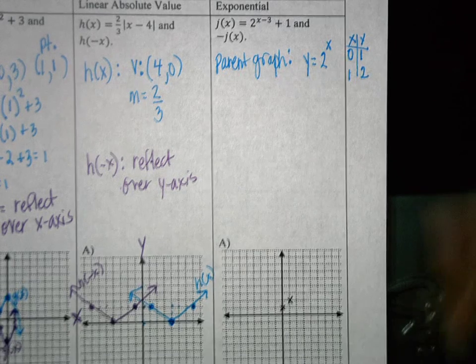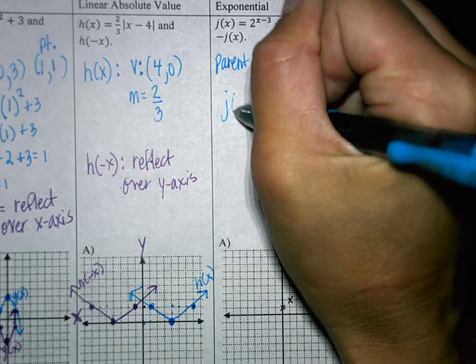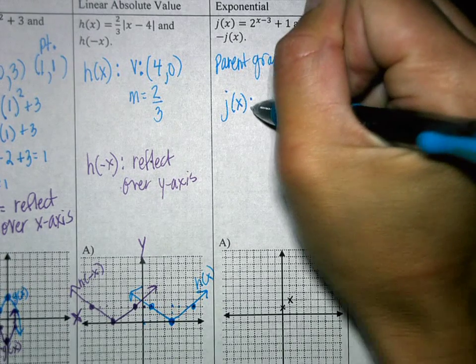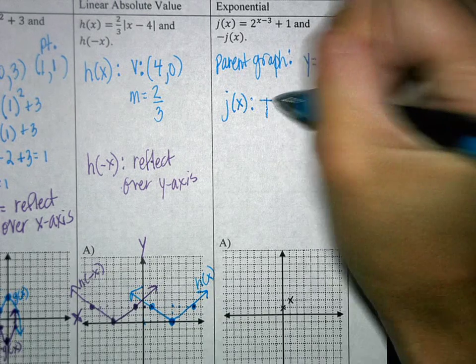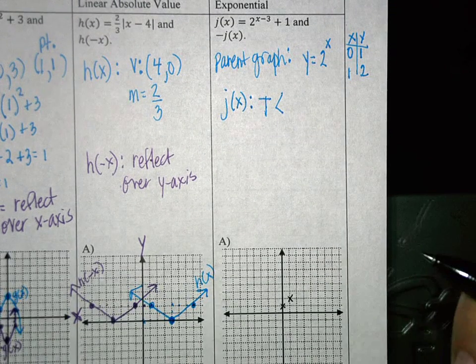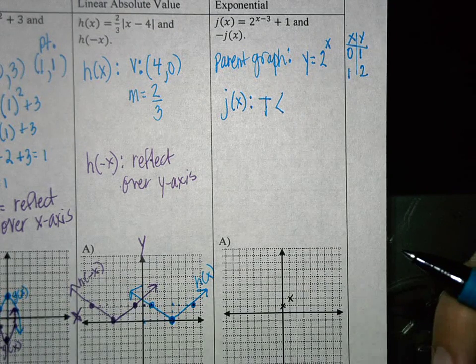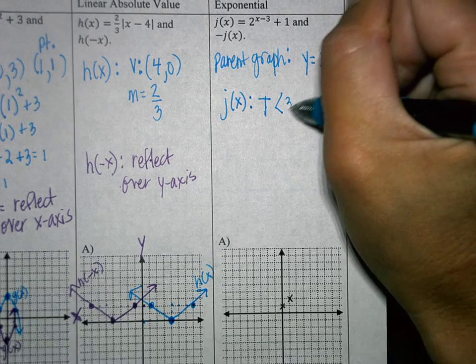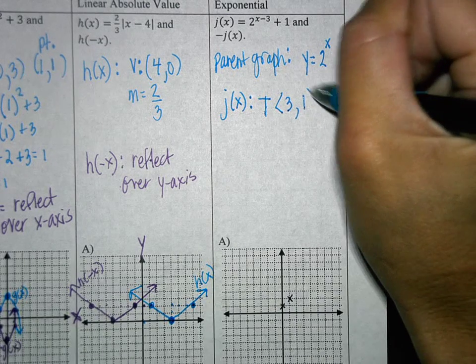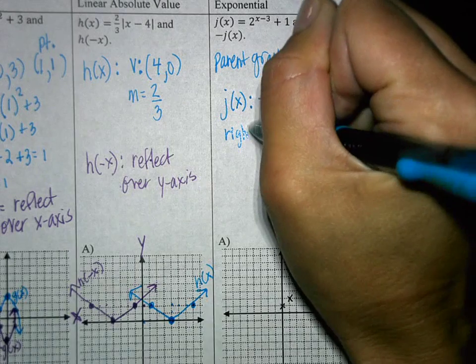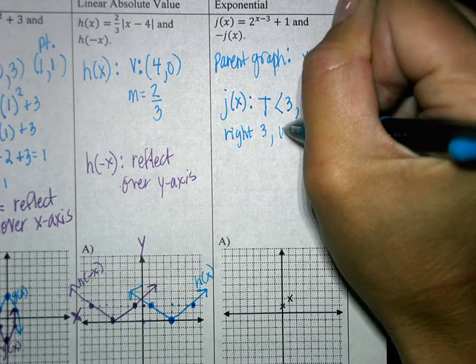Okay, so now for my j of x equation. How does that translate? What is my translation? Good. Right 3 and up 1. So I'm going to write this in words as well. Right 3, up 1.